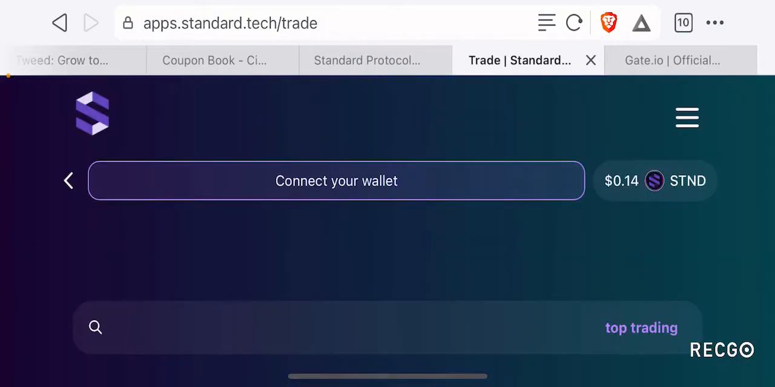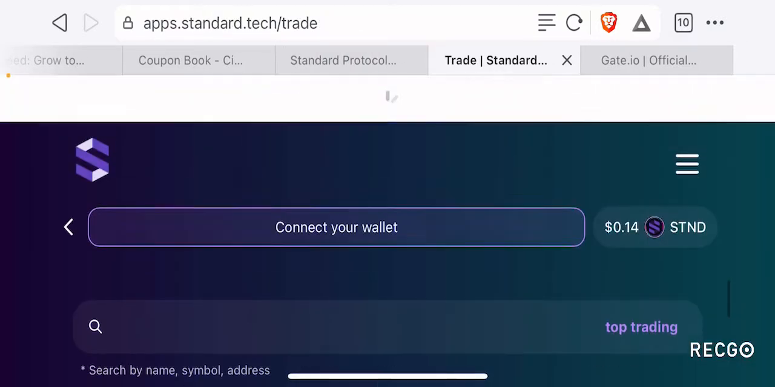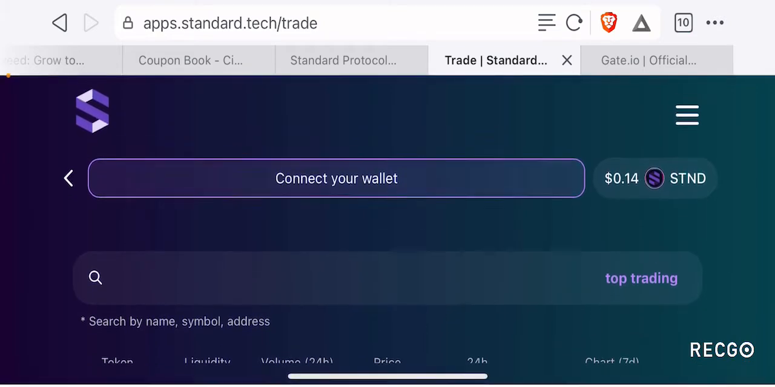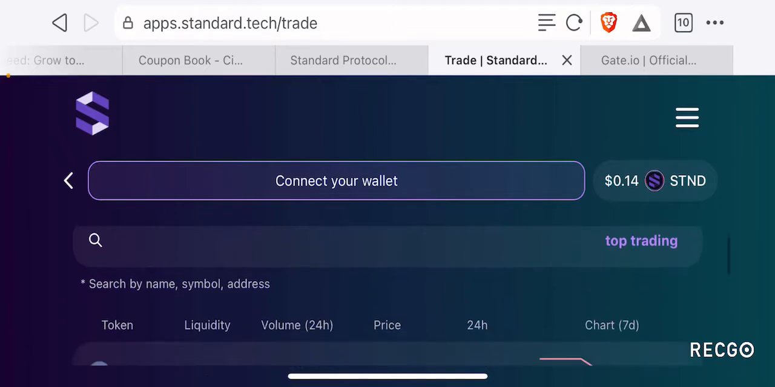So let's go to the website itself, which is apps.standard.tech, in order to learn more about this project. If you see right off the bat, they have a really good website, and in the top left corner, they have the logo, and you can connect your wallet. They have two types of tokens. One is the stablecoin, which is pegged to the US dollar, and the second is the token that we are covering right now, which is the STND token, right? Which is at 14 cents per token at the time I'm making this video. We'll cover the tokenomics and the token price shortly.